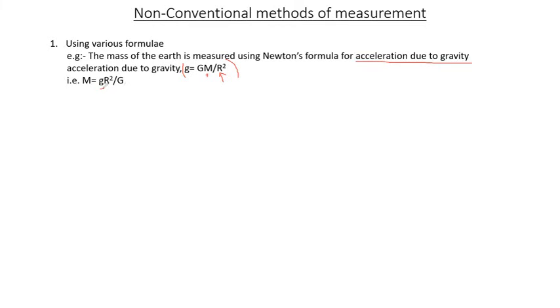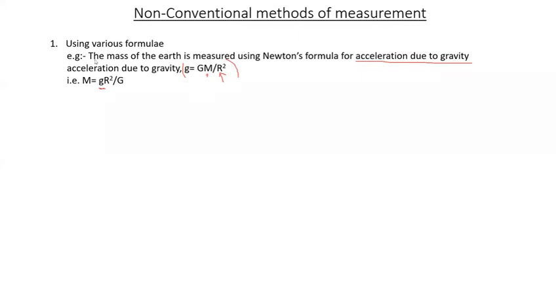Now acceleration due to gravity can be found out experimentally. The radius of the earth can be found out by other astronomical methods. So if we know small g and r, and the value of capital G is known to us, we can find out the mass of the earth. So similarly, using other formulas, we can find other things. This type of measurement doesn't require any scale or any meter or something like that.